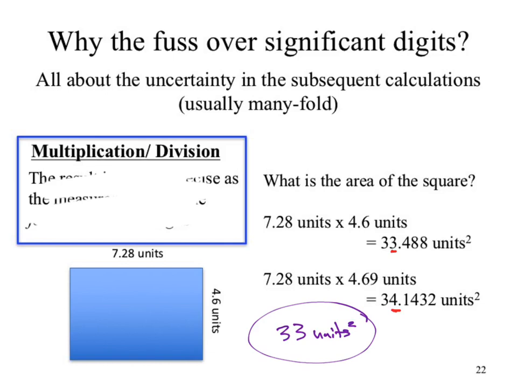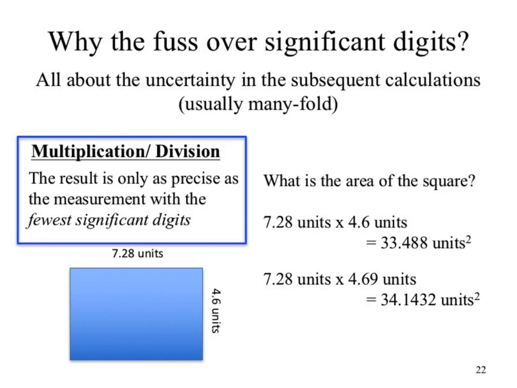How many sig figs in 7.28? 3. 4.6? 2. How many sig figs in our answer? 2. The rule changes. What does the rule change to? Of the two numbers, the lowest number of significant digits. So the result is only as precise as the number of significant digits.